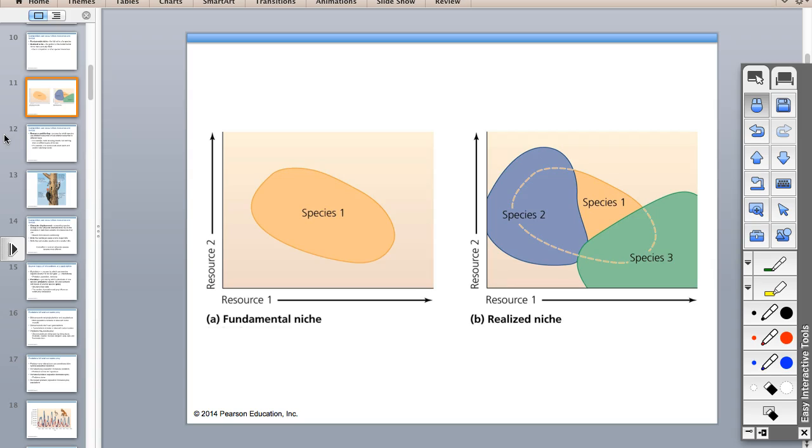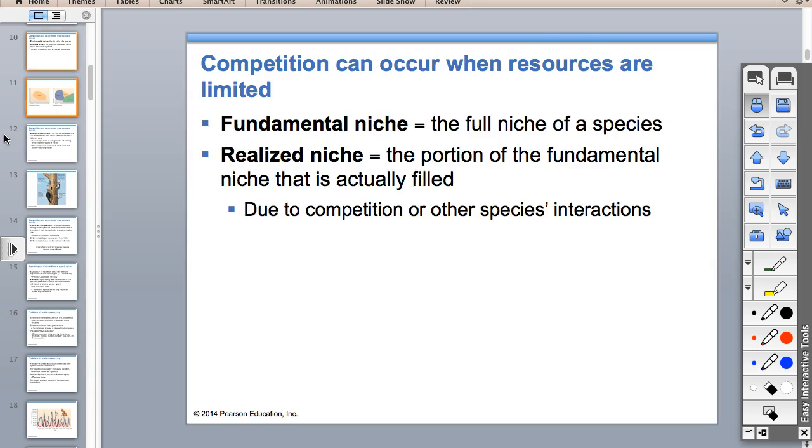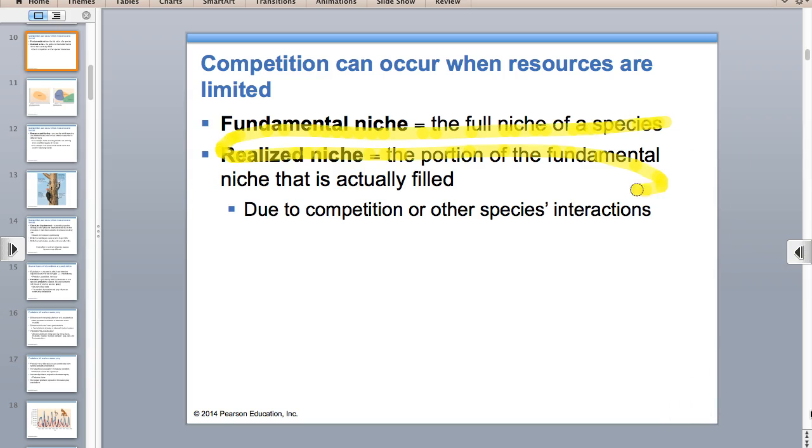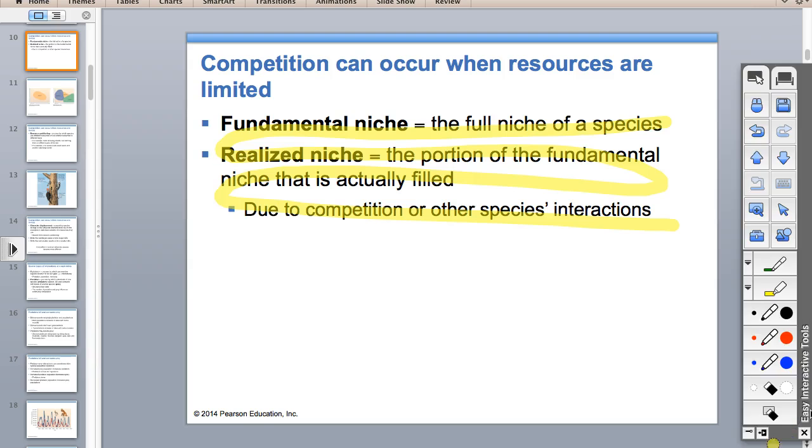So this larger niche is called their fundamental niche, and what you actually end up doing, like in that tree, is your realized niche. So there are those words. You can highlight them. And like I said, that realized niche is going to be due to competition, and that's where you're going to have species coexistence. You're going to end up using less of your niche than you really could.